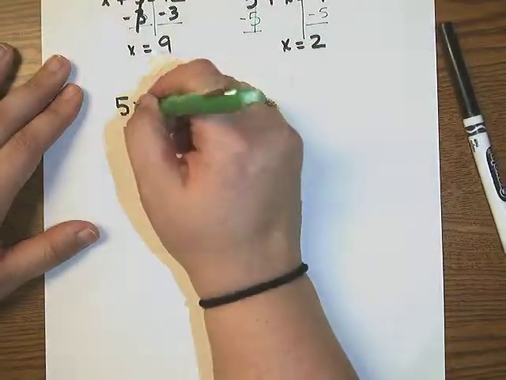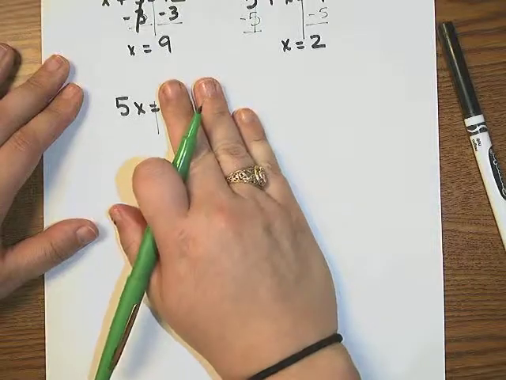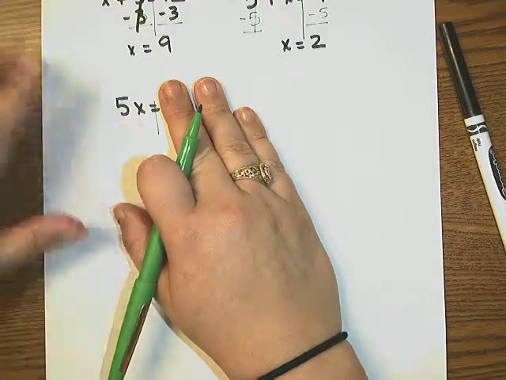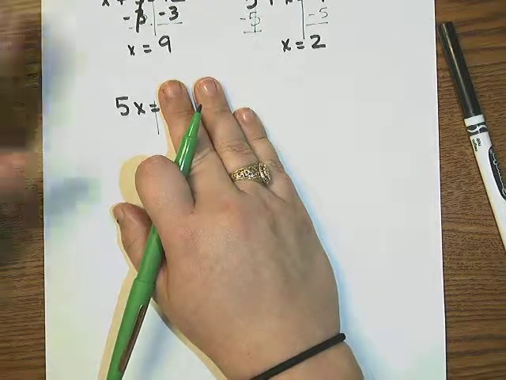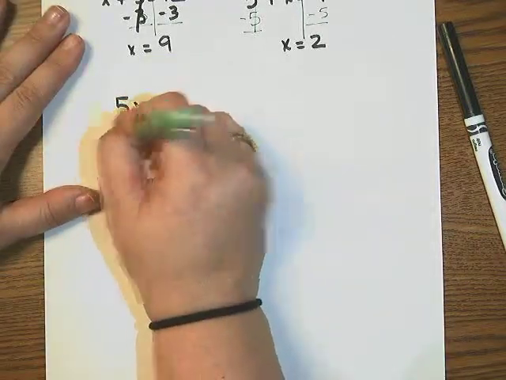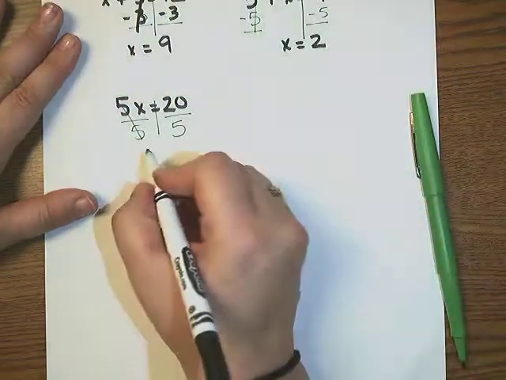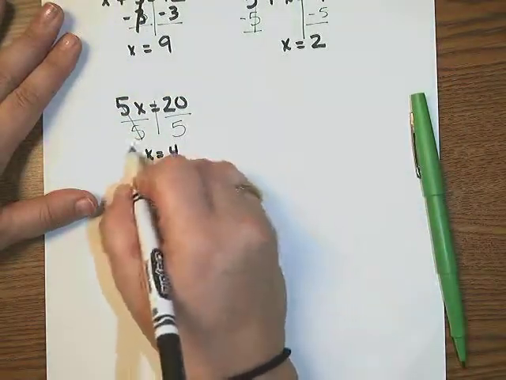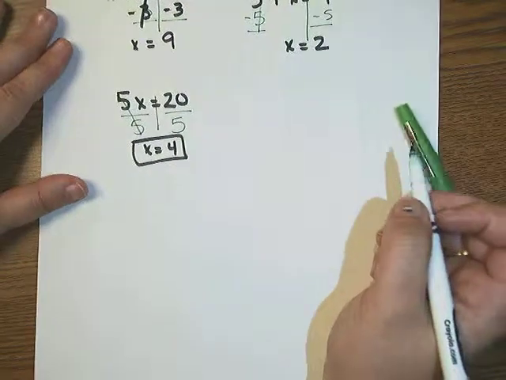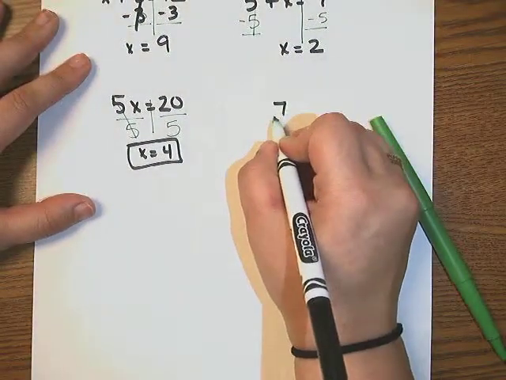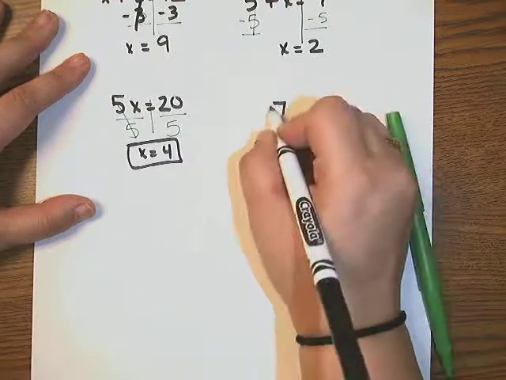Alright? When I have a problem that looks like this, I don't see any operations. So if you don't see an operation, that means you're doing what? Multiplying. What is being multiplied? 5. 5 times X. What is the opposite of multiplication? Division. My 5's cancel out, so X equals 4. Everybody remember this from yesterday? Yes.